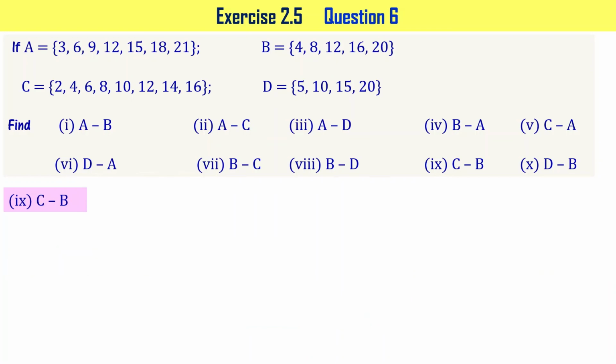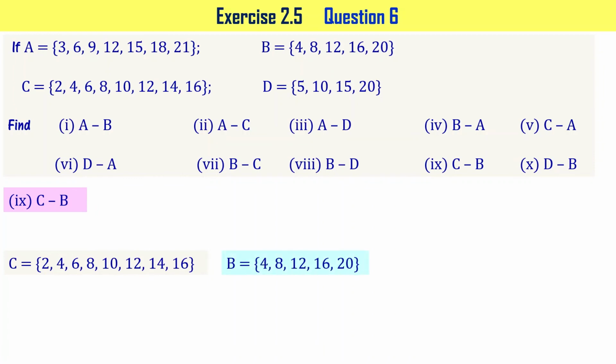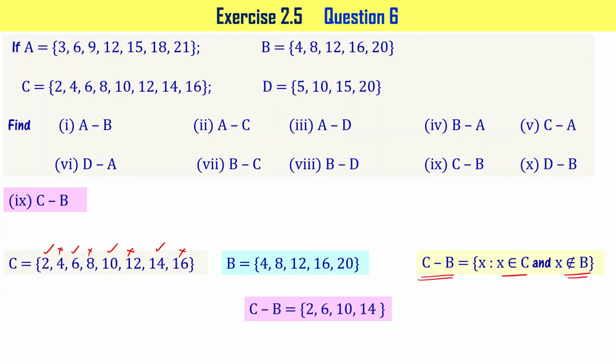The next part is C minus B. Let's write C. Let's write B and see what are the elements that belong to C but do not belong to B, and then we can call that the set C minus B, right? As you see here, 2, 6, 4 we cannot take, 8 we cannot take, 12 we cannot take, and 16 we cannot take, right? Now 2, 6, 10 and 14 are the elements of C minus B, right?